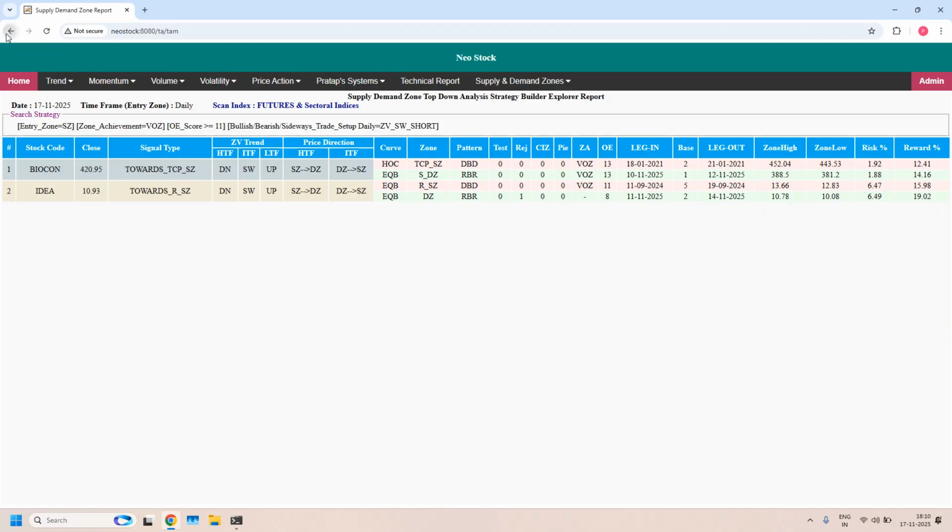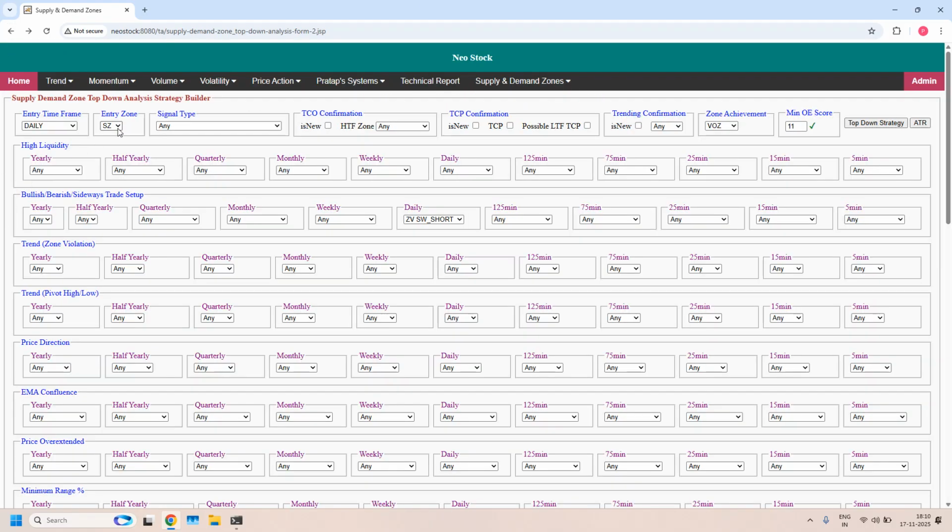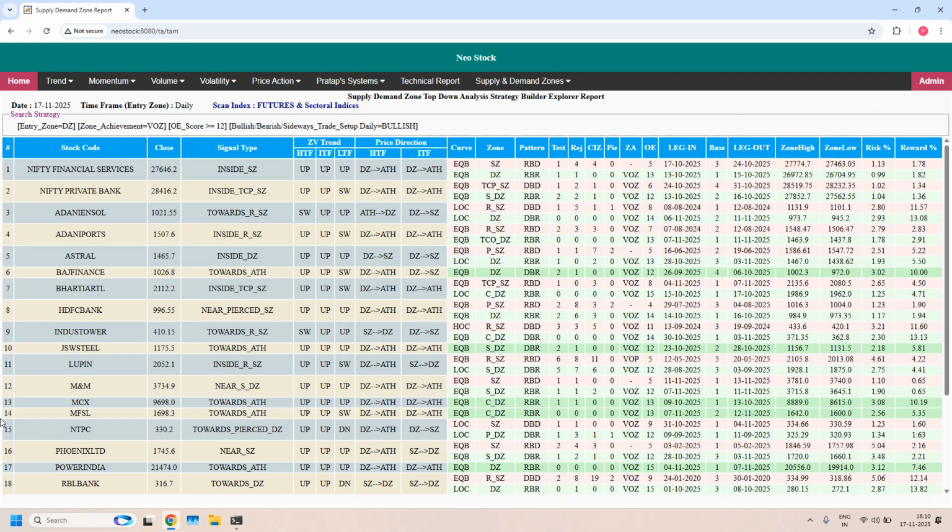Okay, next bullish trade setup for monthly income trade. Entry time frame zones are daily demand zone. Here bullish and the minimum odd enhancer score should be 12. So we got several stocks. First 18 stocks in the list. And all the entry time frame zones are daily demand zones.